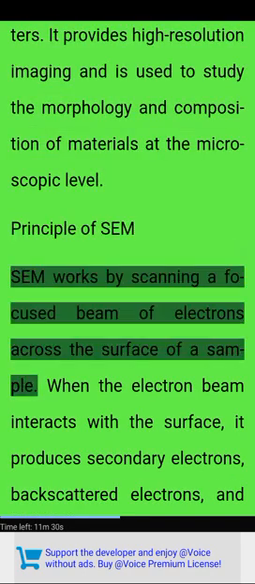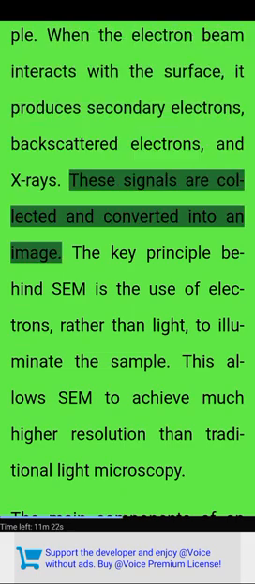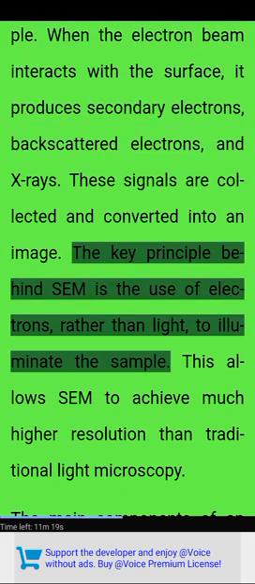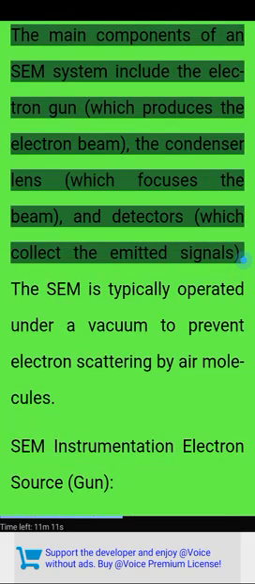Principle of SEM. SEM works by scanning a focused beam of electrons across the surface of a sample. When the electron beam interacts with the surface, it produces secondary electrons, backscattered electrons, and X-rays. These signals are collected and converted into an image. The key principle behind SEM is the use of electrons, rather than light, to illuminate the sample. This allows SEM to achieve much higher resolution than traditional light microscopy.